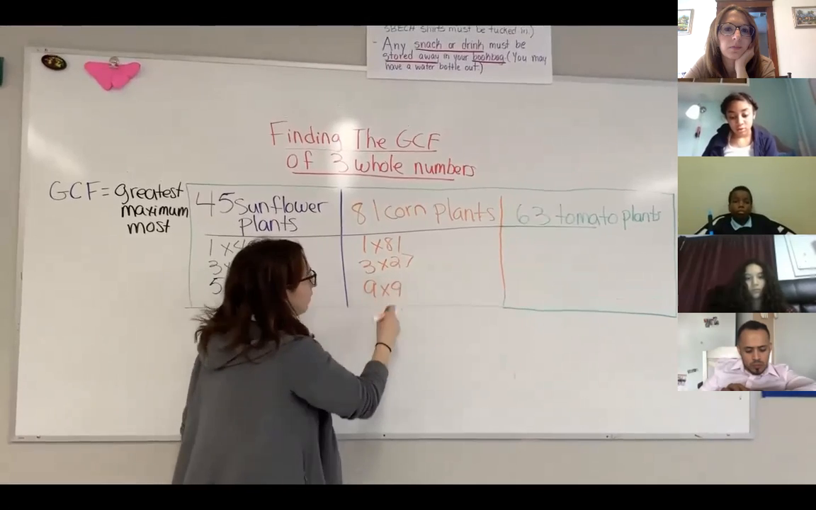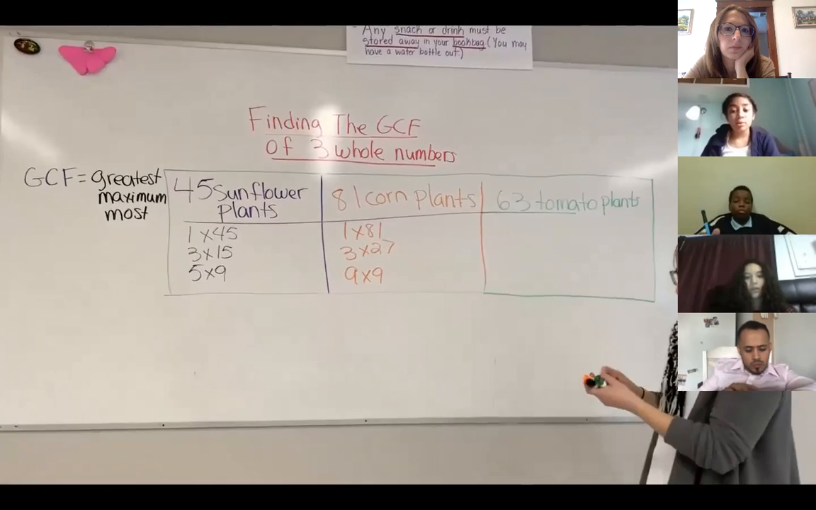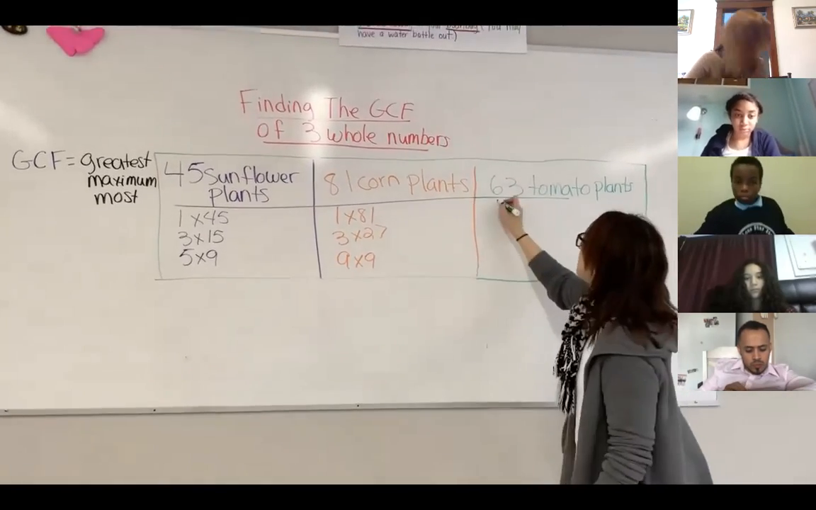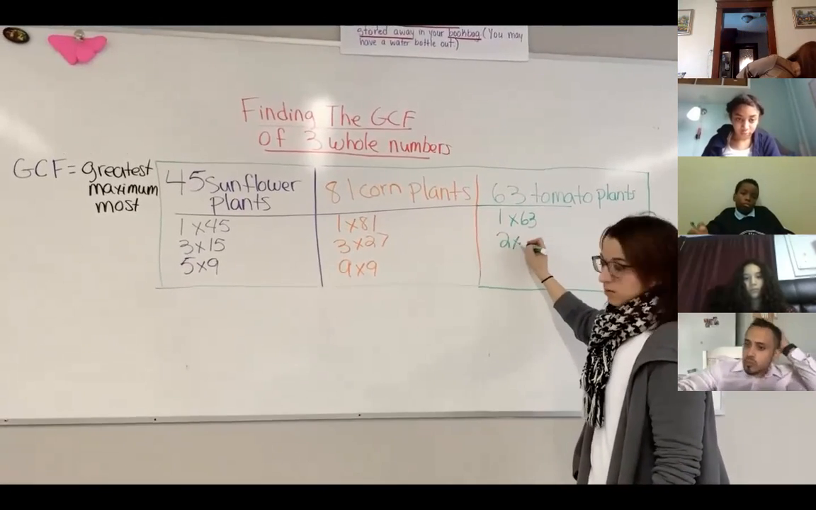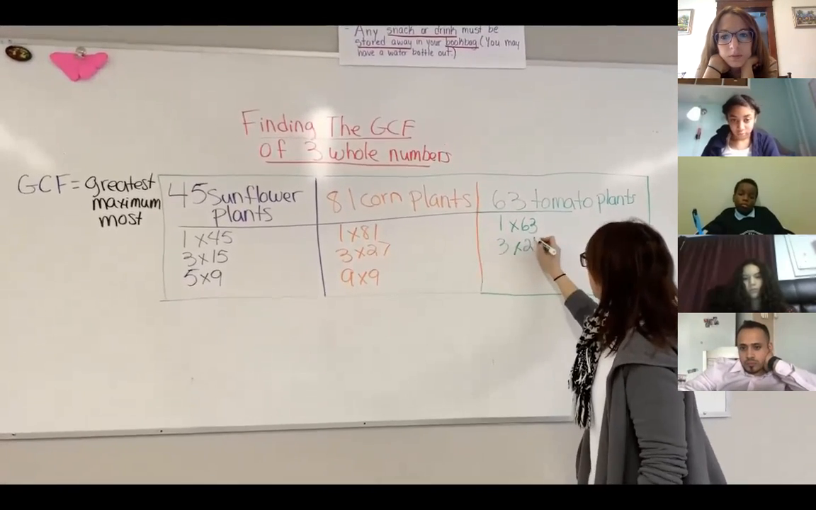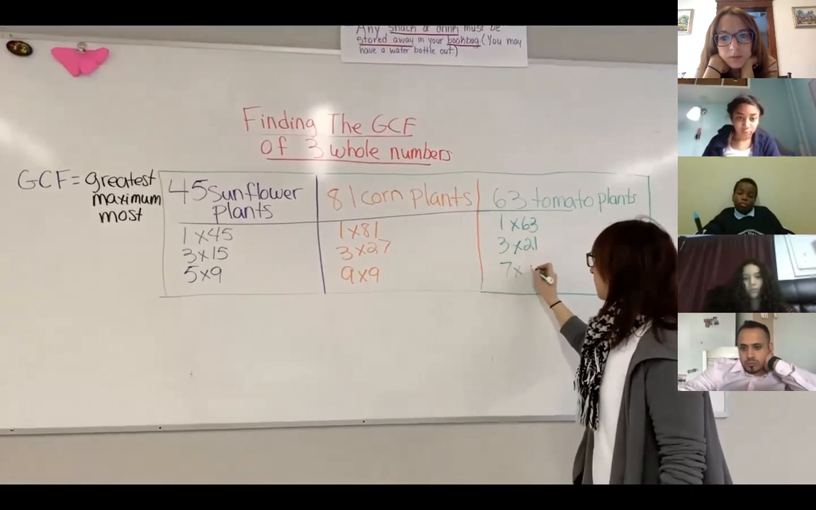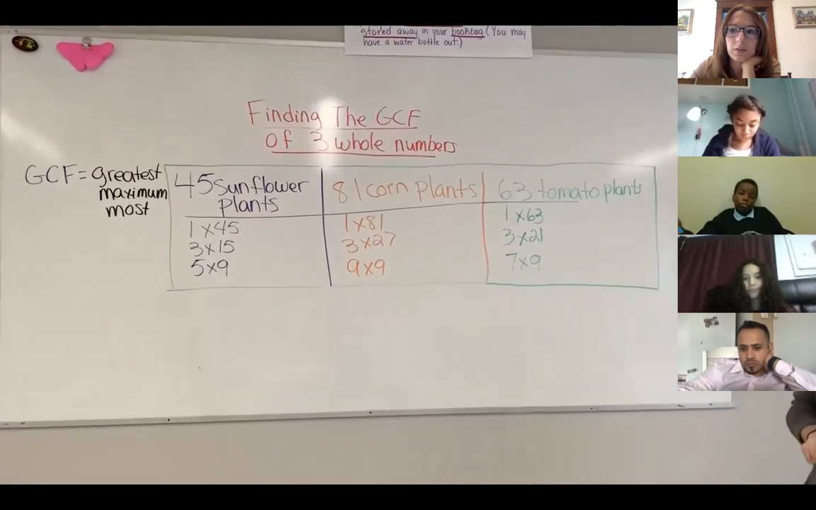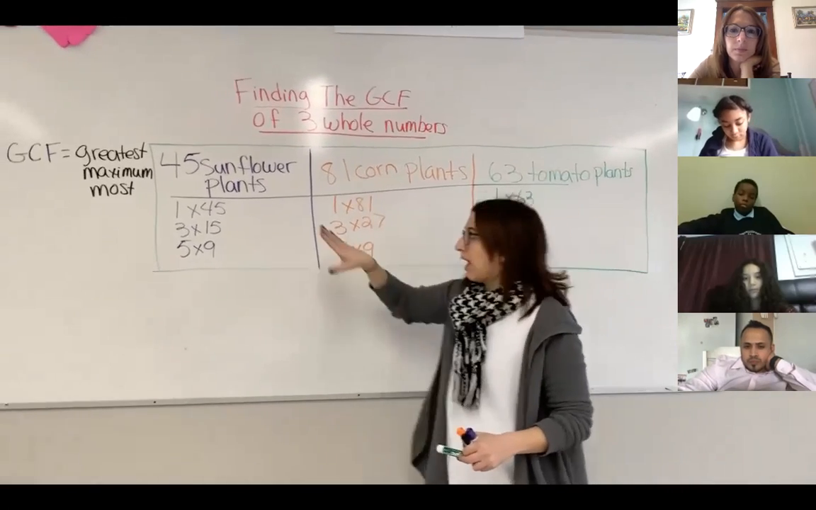Let's now look at 63. I need to think of numbers that equal 63. So again, 1 times 63 is itself. 3 times 21. And the last set of factors is 7 times 9. So again, all I did was list two numbers that give me the products of either 63, 81, and 45.